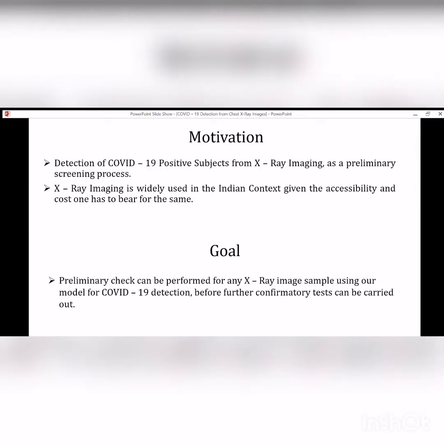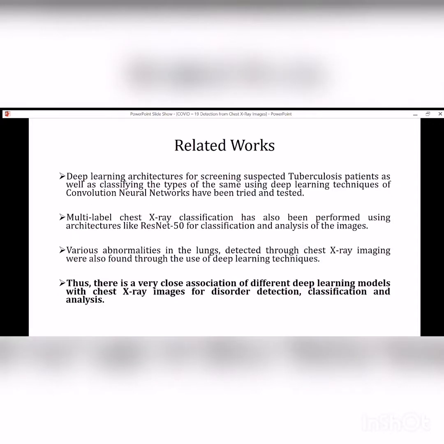The motivation is to detect disease subjects from X-ray images as a preliminary check, as X-ray is very cheap and accessible to people. Our goal is similar to the motivation. We have always seen that there is a close association of deep learning with chest X-rays for disorder detection, and we tried out our model in regards to COVID-19 detection. We did the work before April 2020, when extensive work on COVID-19 on chest X-rays wasn't so much available, so ours was an innovative project.